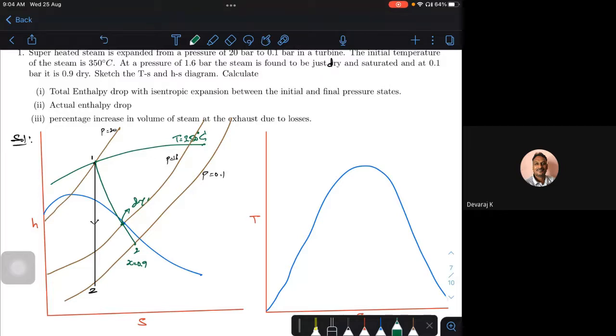The same thing I can show on your Ts diagram also. So let's try to draw the constant pressure lines. If I draw this line, it will be going something like this. I can have one more line something like this, and one more line going like this. Now this is the superheated condition at point 1. So from this particular point, passing to this particular point, I can draw a straight line.